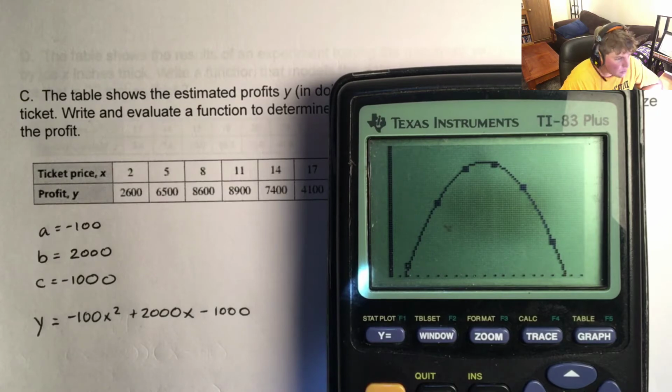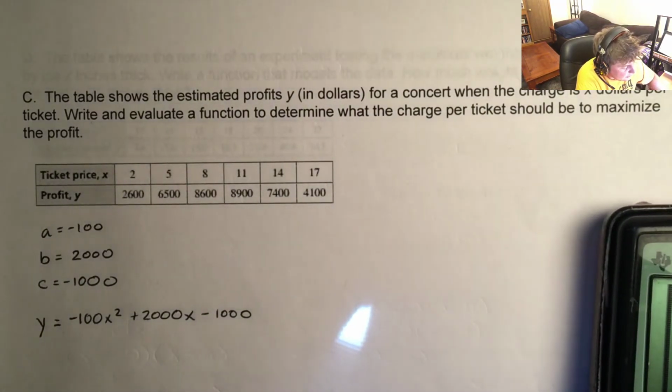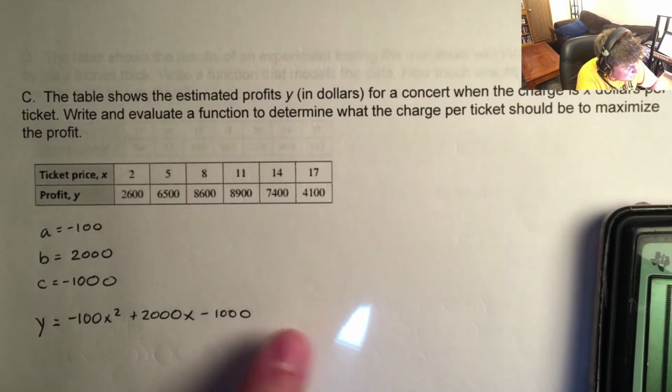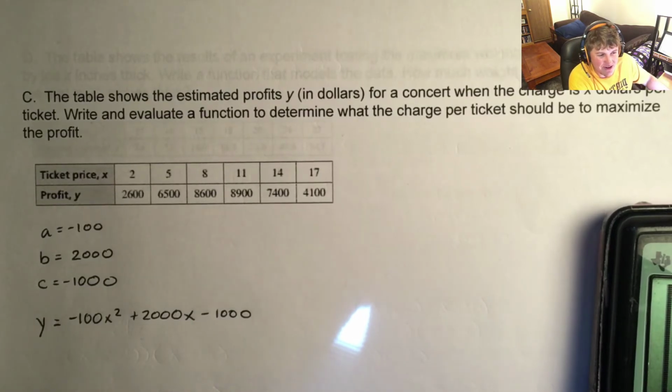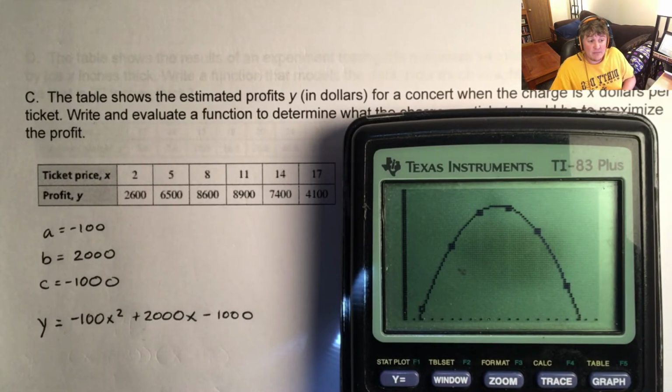So what's the question being asked? We already wrote an equation, but we want to evaluate the function to determine what the charge per ticket should be to maximize profits. Maximize profits means we want the ticket price that's going to give the highest amount of profits possible. That is going to be the vertex when the vertex is a maximum.